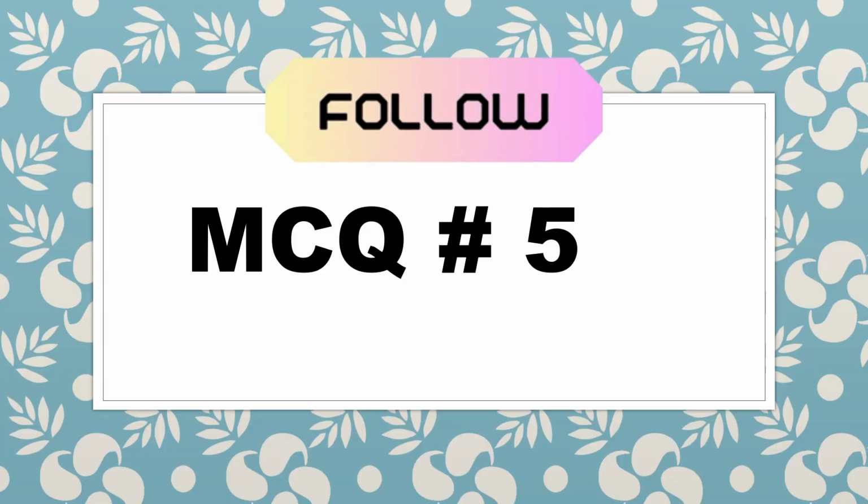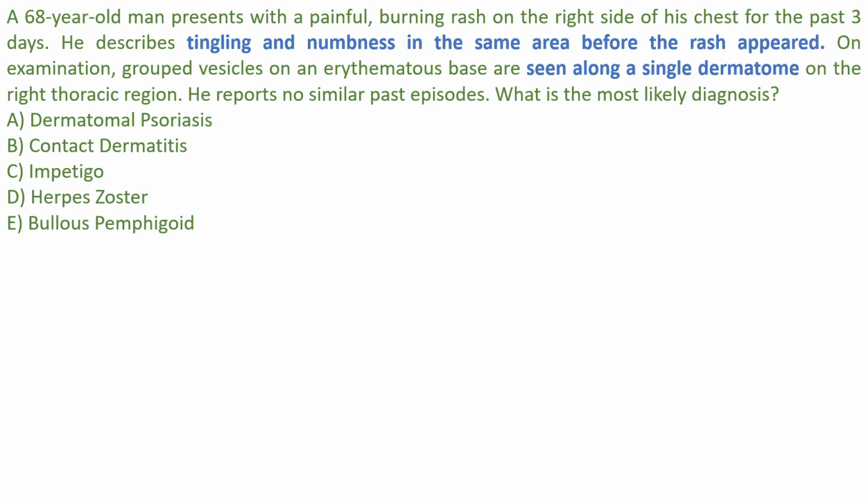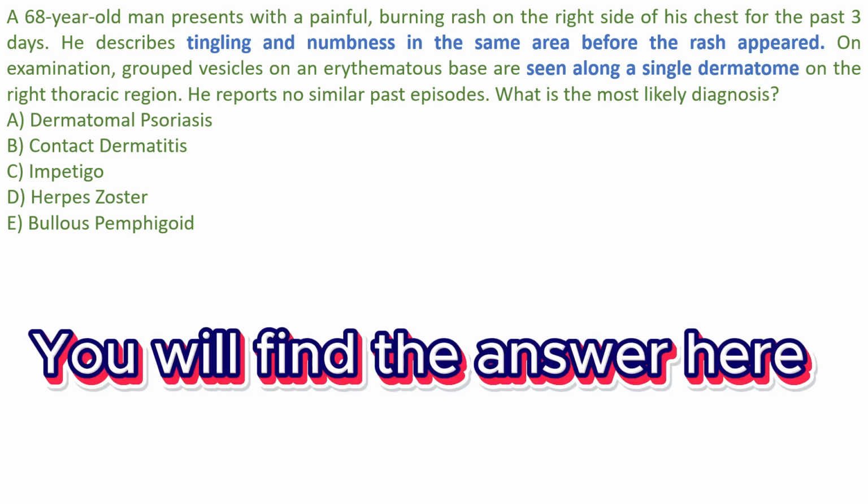Multiple choice question number 5. A 68-year-old man presents with a painful, burning rash on the right side of his chest for the past 3 days. He describes tingling and numbness in the same area before the rash appeared. On examination, grouped vesicles on an erythematous base are seen along a single dermatome on the right thoracic region. He reports no similar past episodes. What is the most likely diagnosis?